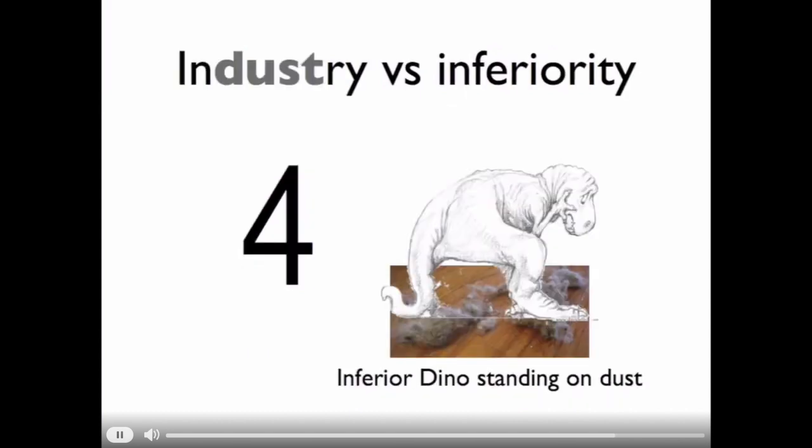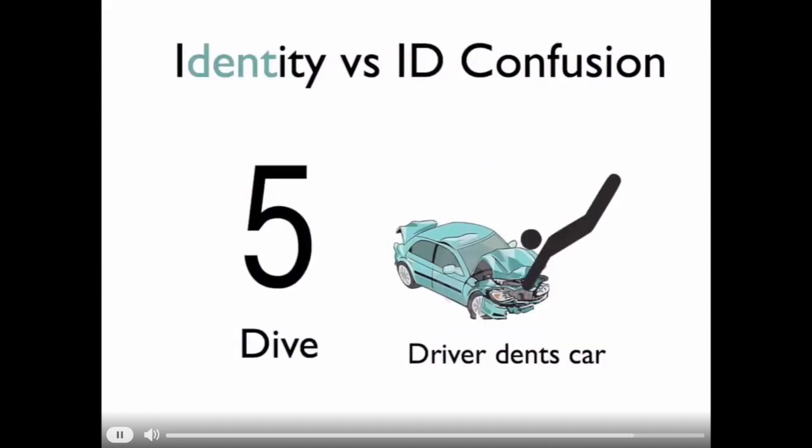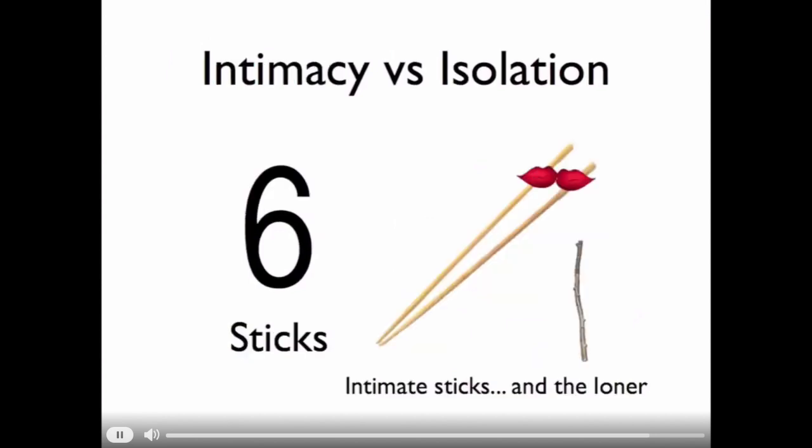Number 4 is a dinosaur standing on some dust, industry. And the dinosaur is looking pretty inferior. So industry versus inferiority. Number 5. Well, we have a diver for 5. The diver's dented a car. So identity versus identity confusion. 6 is sticks. What are those sticks doing? They're smooching. So we have some intimate sticks. And another stick out there on the side.